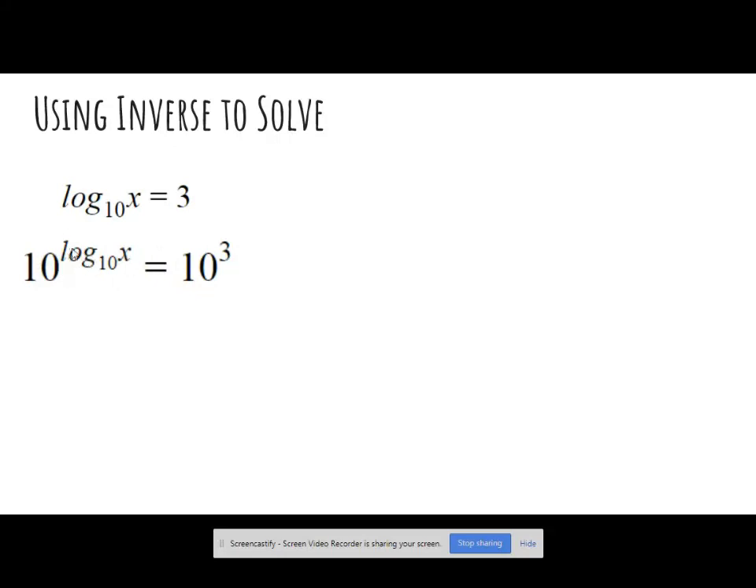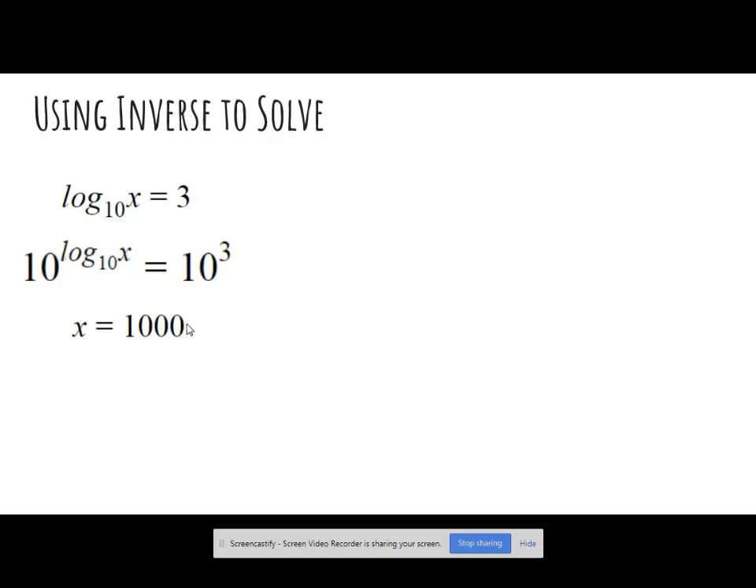This 10 to the power of log base 10 here, this piece right here that I'm circling with my arrow, these are inverse functions. They more or less cancel each other off. And we just get x back out. And 10 to the third power is 1,000. So a faster way to do this, rather than just rearranging it and figuring out the answer from there, is we could just take the inverse. We could take 10 to the power of both sides and get that value here.